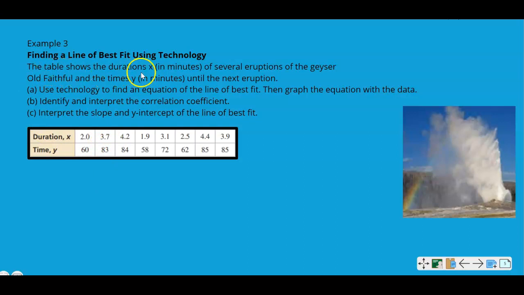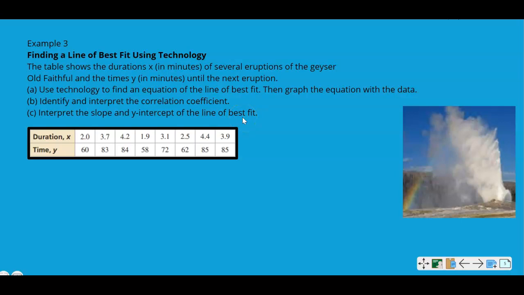It says the table shows the duration x in minutes of several eruptions of the geyser Old Faithful and the times y in minutes until the next eruption. Use technology to find an equation of the line of best fit. Then graph the equation with the data. Identify and interpret the correlation coefficient. Remember, that's the r when you're using your calculator. And interpret the slope and y-intercept of the line of best fit.